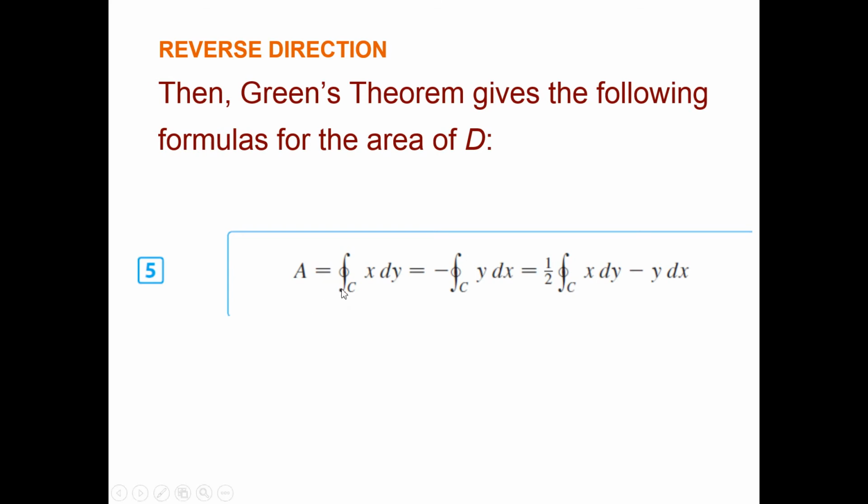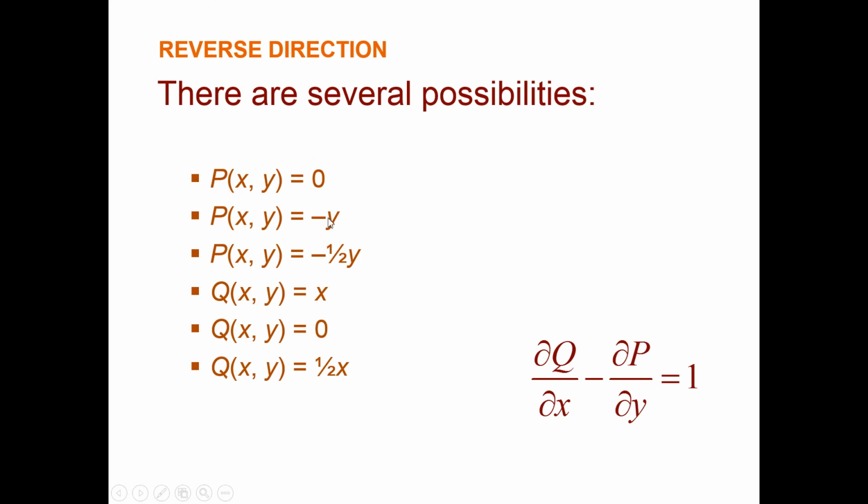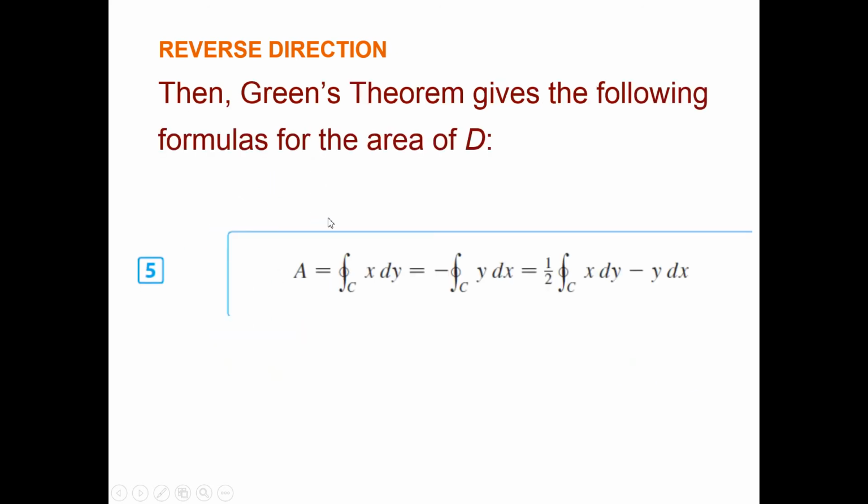So area is equal to, if we choose this option, P is x and Q is 0, then area is equal to this. Or if we choose P is 0 and Q is x, or if P is minus y and Q is 0, even then this is the area.